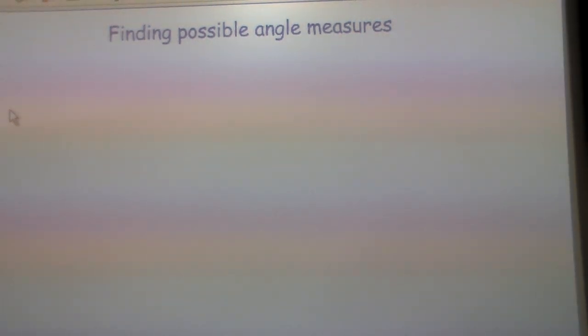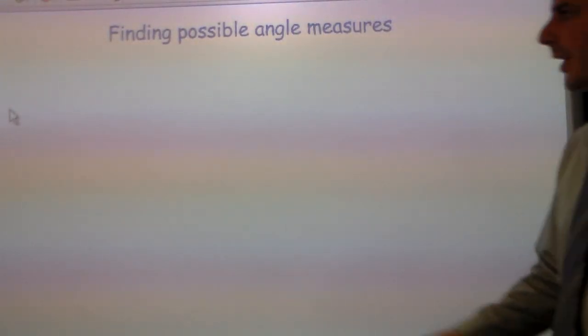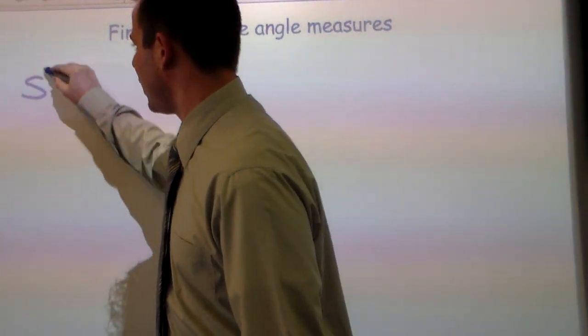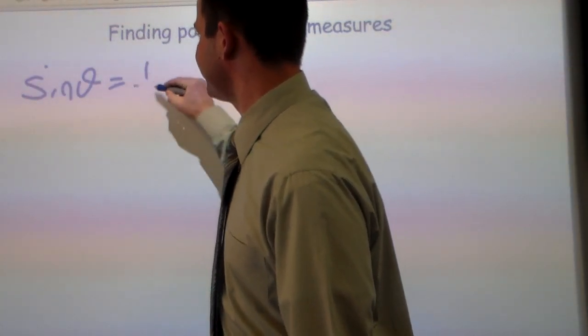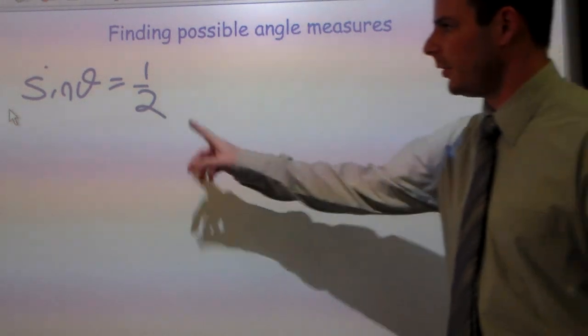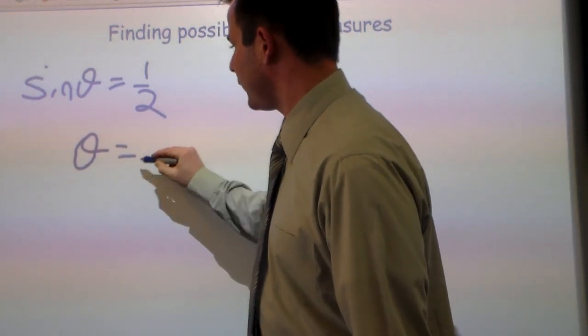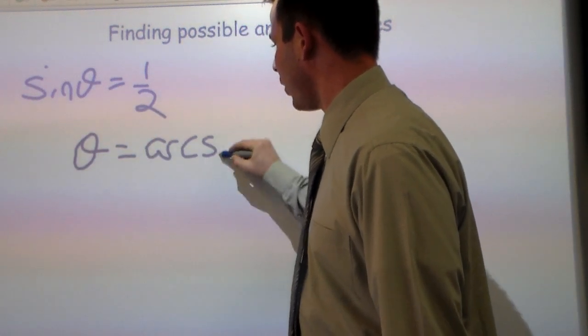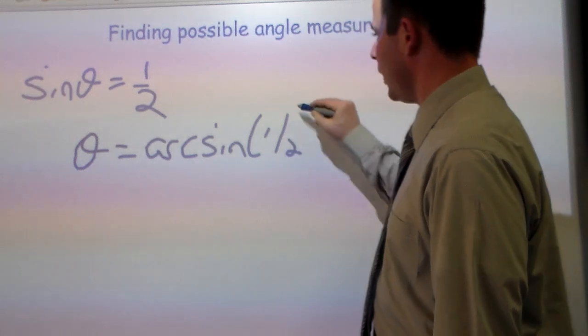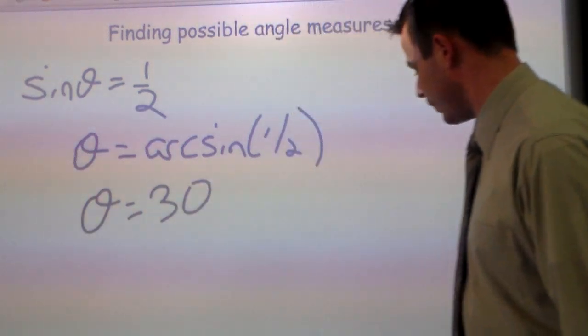So finding possible angle measures includes previous topics such as the unit circle and reference angles. Now, if we had information saying sine of some angle equals a half, you can find the measure of the angle by taking the inverse sine of both sides and say that theta is the arc sine of 1/2. Therefore, we get an angle measure of 30 degrees.